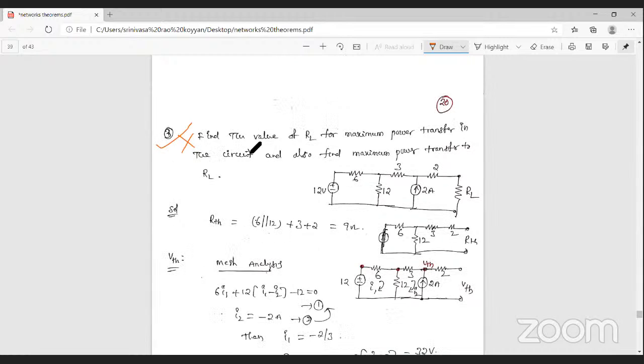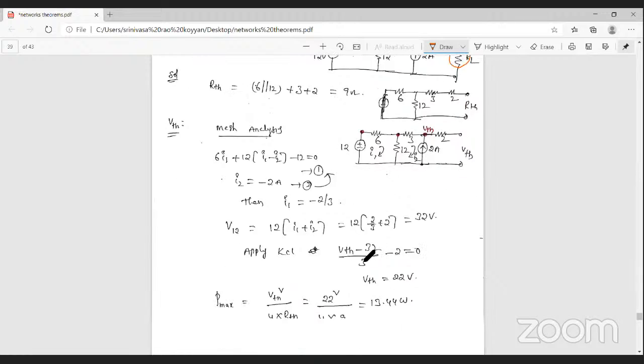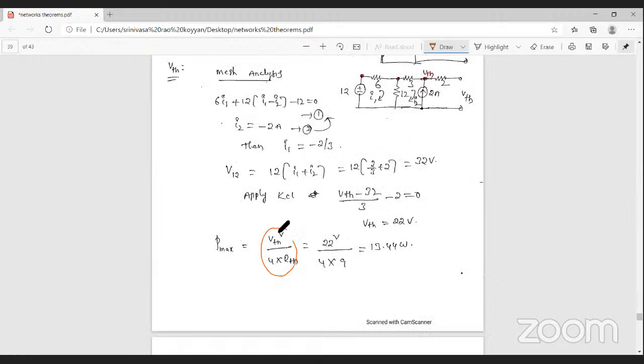What is the maximum power transfer to the RL load? This load. What is the maximum power transfer to RL? So here, for maximum power transfer, what is the condition? In general, what is the formula? VTH squared by 4 RTH.